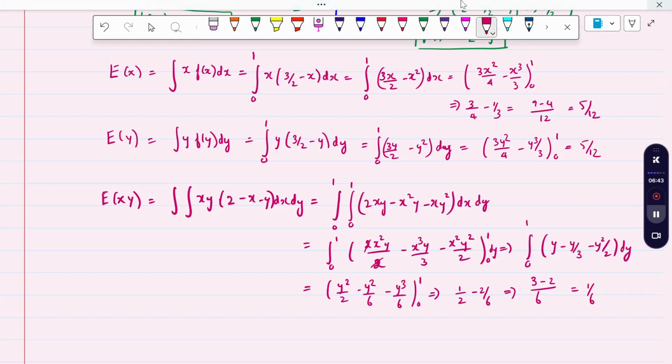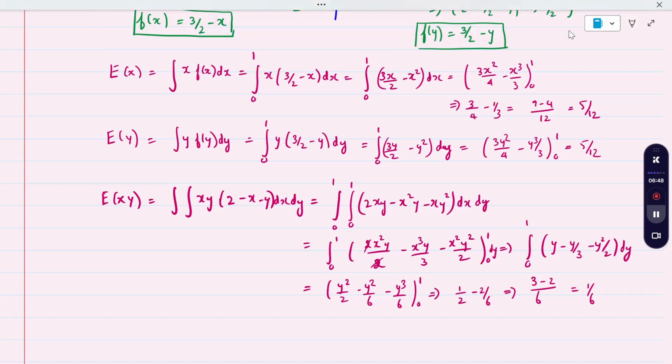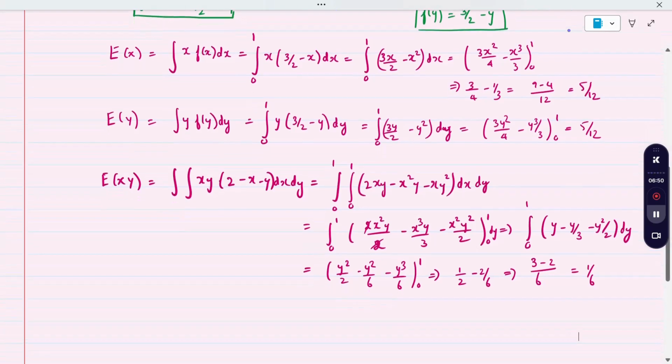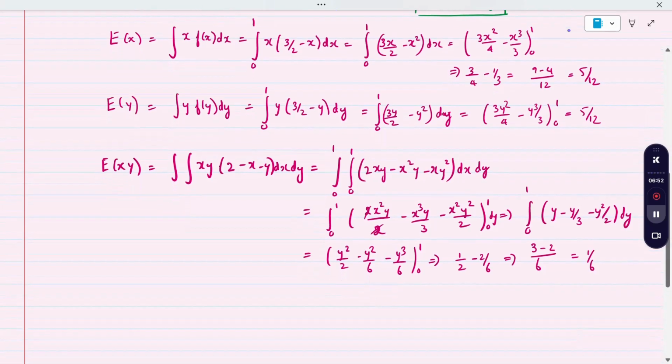Now substitute all the answers in the covariance and we will get our covariance. So when I substitute, the covariance of x comma y equals 1 by 6 minus 5 by 12 into 5 by 12.